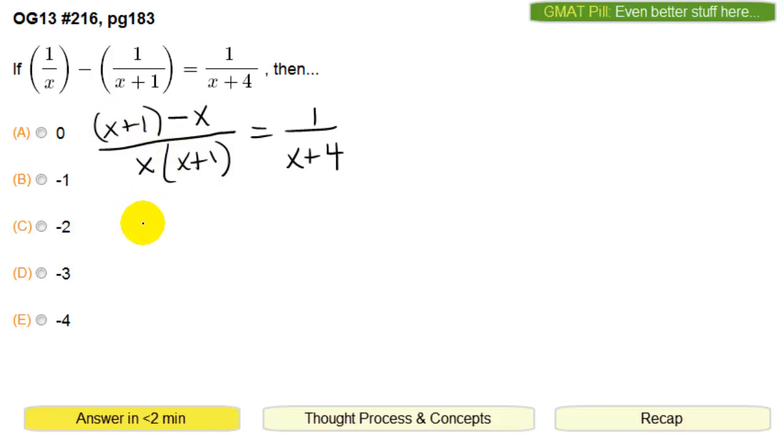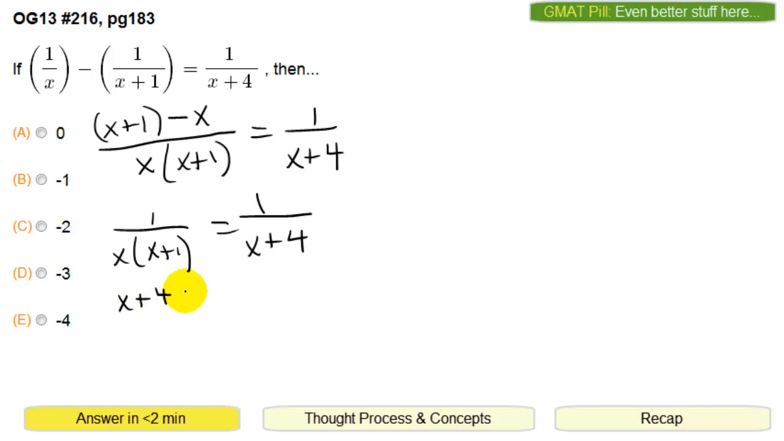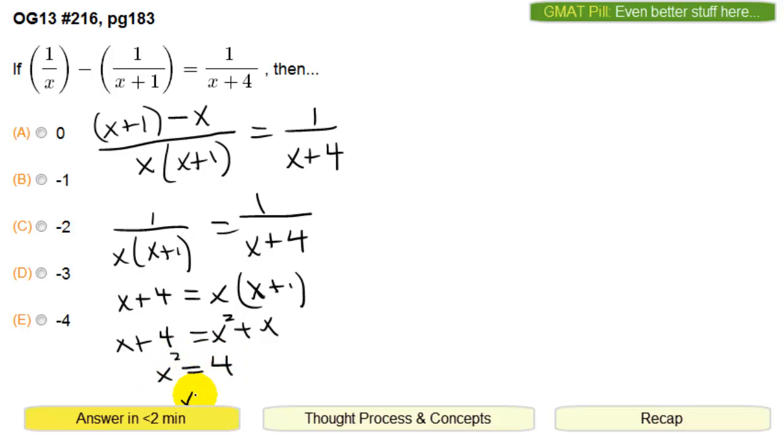These x's cancel out, so you get 1 over x and 1 over x plus 4. Cross multiply. X plus 4 equals x times x plus 1. Then you basically get x squared plus x equals x plus 4. The x's cancel out, so you basically have x squared equals 4. X equals plus or minus 2. So that's the answer. Between these, answer choice C, -2.